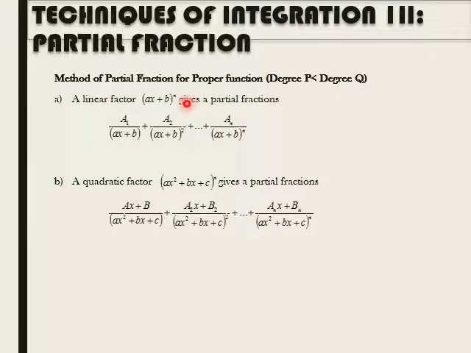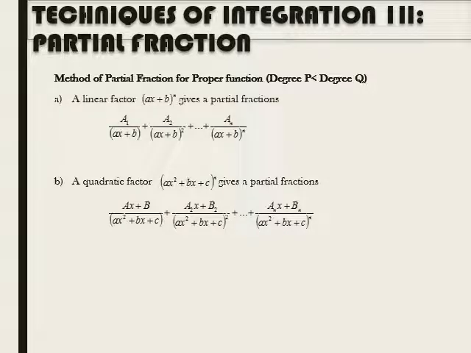So the method of partial fraction for a proper fraction, this is where the degree of p is less than the degree of q. A linear factor (ax + b) to the power n gives a partial fraction like this. A quadratic factor, we have x power 2, gives a partial fraction like this.